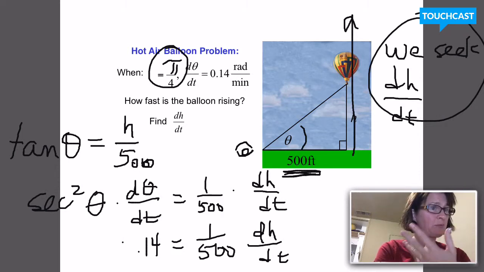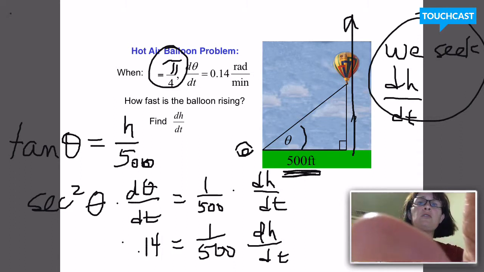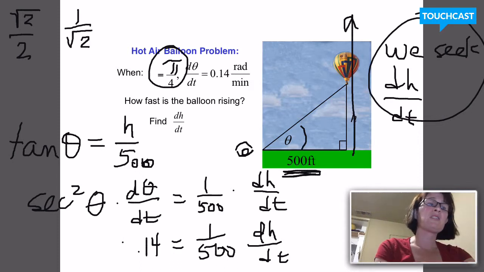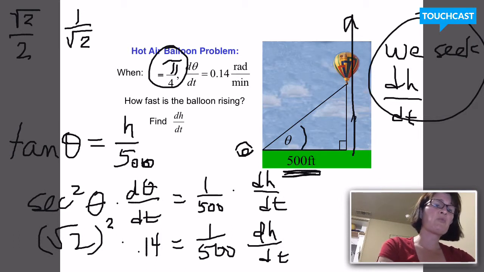Secant is the reciprocal of the cosine. Well, cosine of pi over 4 is, you probably remember it as radical 2 over 2. It's also the same as 1 over radical 2. So what's the reciprocal of 1 over radical 2? It's just radical 2. So I'm going to take radical 2 and square it. So that's going to be 2 times 0.14 equals 1/500th times dh/dt. I'm going to isolate dh/dt.